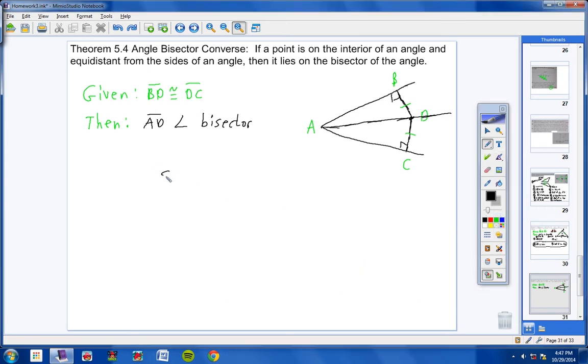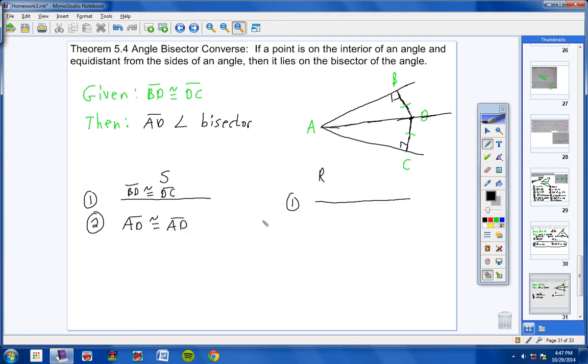So students, here we go. First of all, I'm going to list out my given. So I know that BD is congruent to DC. Okay? Now next, I can state that AD is congruent to AD. Okay? And we're going to call that the reflexive property.